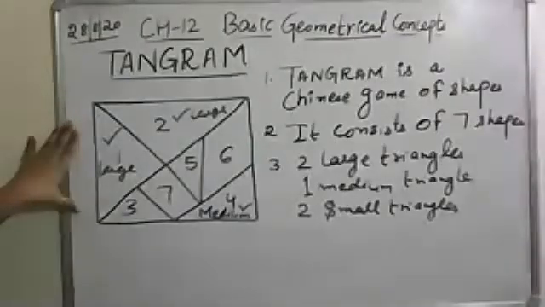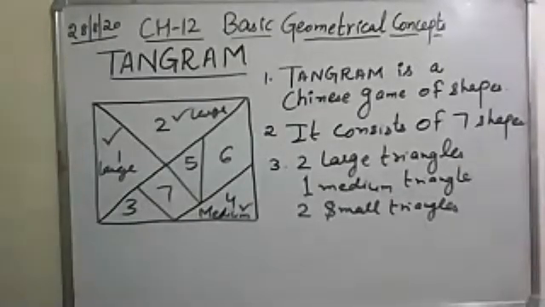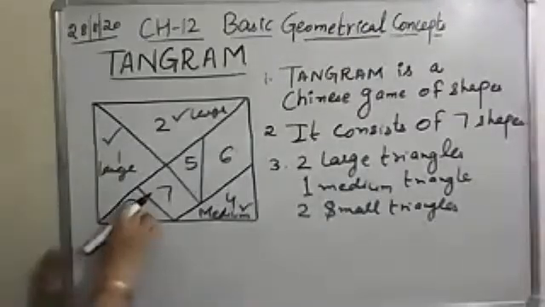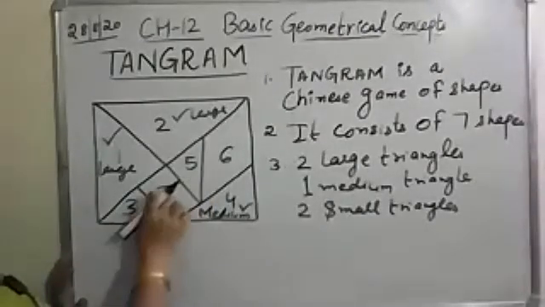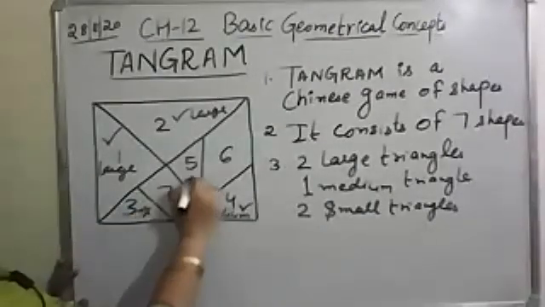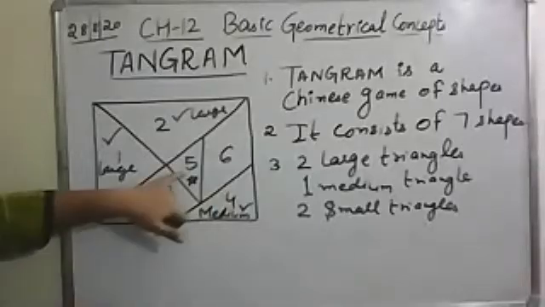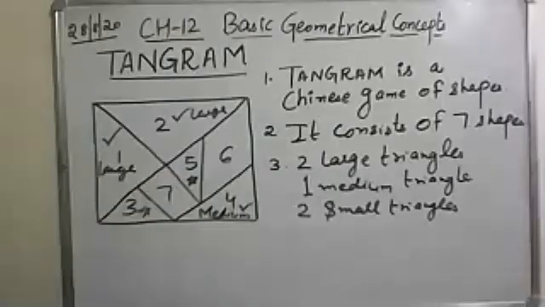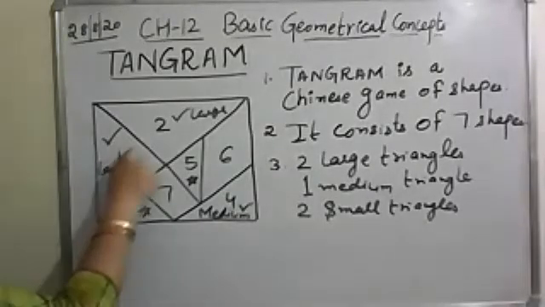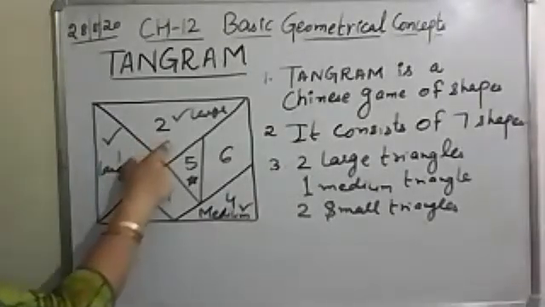Check your book, page number 162. Tangram is given to you. Good response from the students in the chat box. Well done: 3 and 5. Yes, these 2 triangles are small triangles. Number 3 and number 5 are the small triangles, small in size. Compare all the triangles, students.